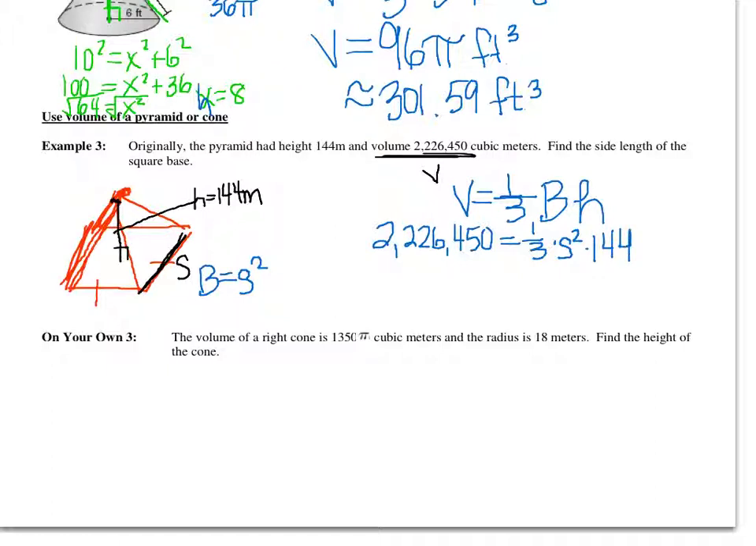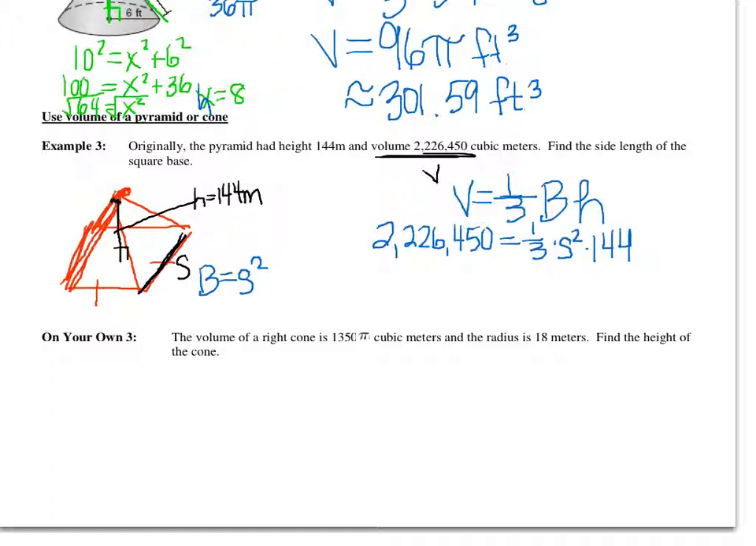So to solve this problem, we need to get s by itself. So we have to move everything away from s. The first thing I want to move is this 1/3. To undo a fraction, we multiply both sides by the reciprocal. So I'm going to multiply by 3. And then this is times 144, so to undo multiplying by 144, we're going to divide by 144. And then finally we'll square root to get rid of our second power here.